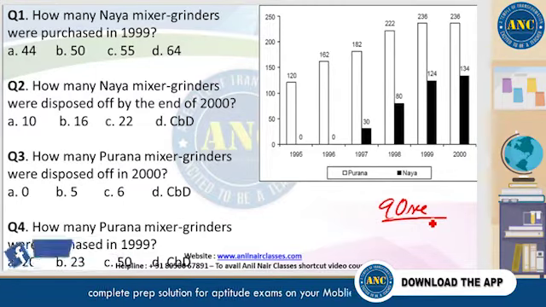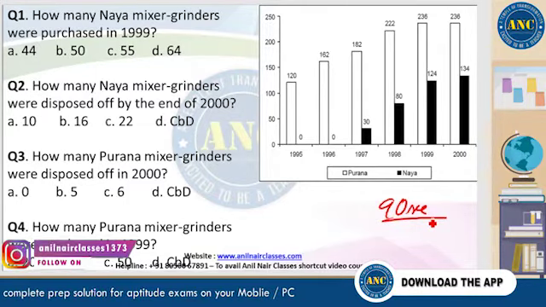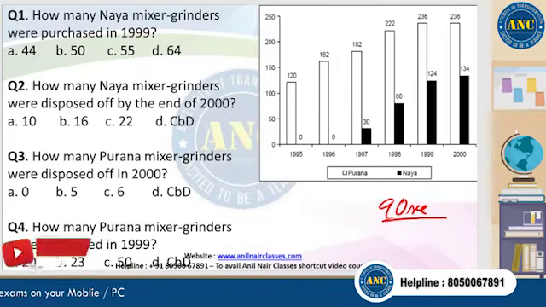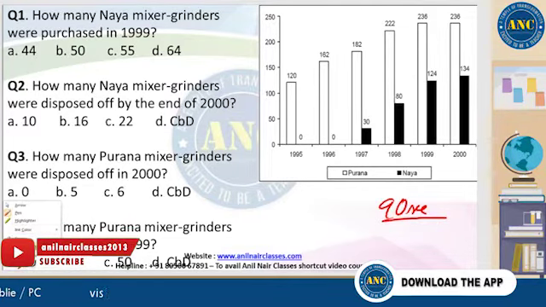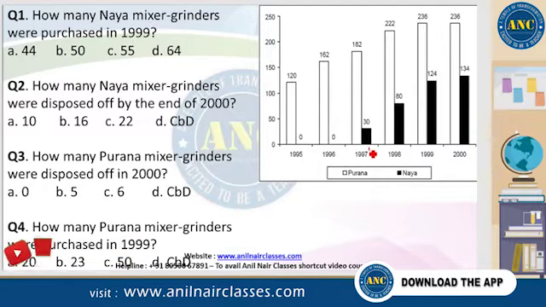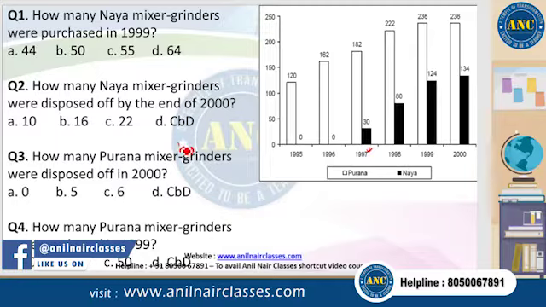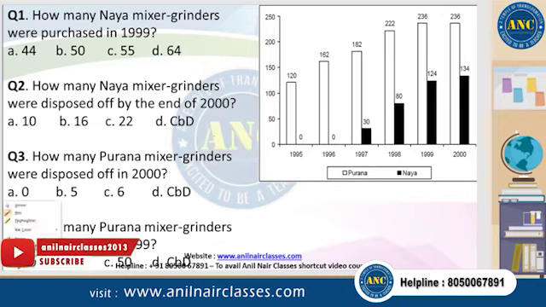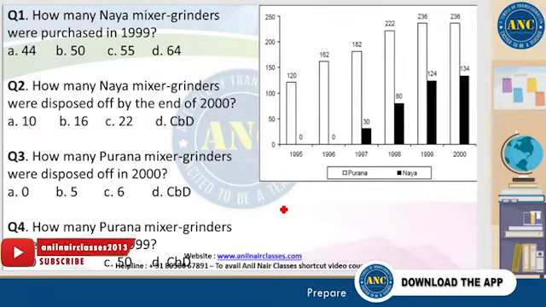So, how many Nair mixer grinders were purchased in 1999? The good thing here is that Nair just started in the year 97. That's the first year. But Purana started somewhere in the year 1990. So we don't know the data for the first 5 years. That's something to worry about in this question, right? We have no clarity on the data in the first 5 years.